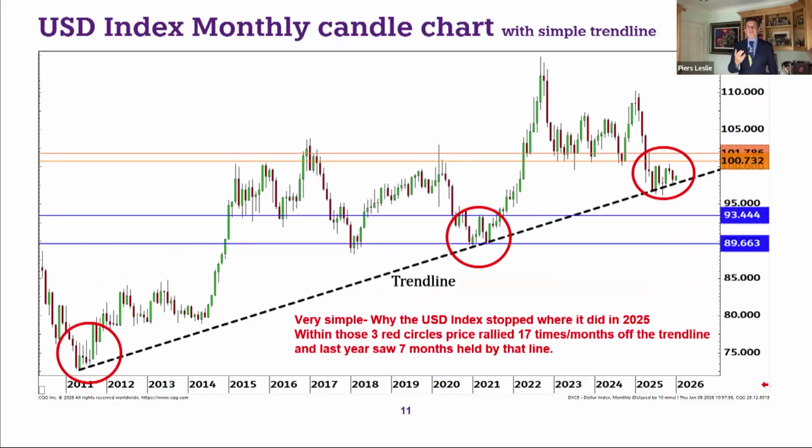And I like this chart because markets are just purely dynamic and they go to certain areas. Now, you can see the trend since 2011 in the dollar index has just been an upward trend, higher highs and higher lows. There's also a trend line, and it has actually hit that trend line. Last year, it held that trend line for 7 months. In total, that trend line has held the dollar index around about 17 times. So that's why when the dollar index hit it last year, it bounced.